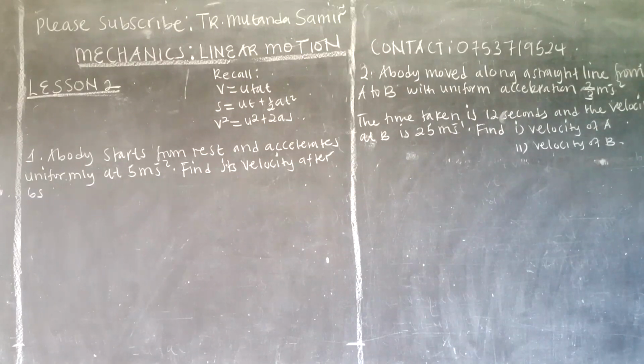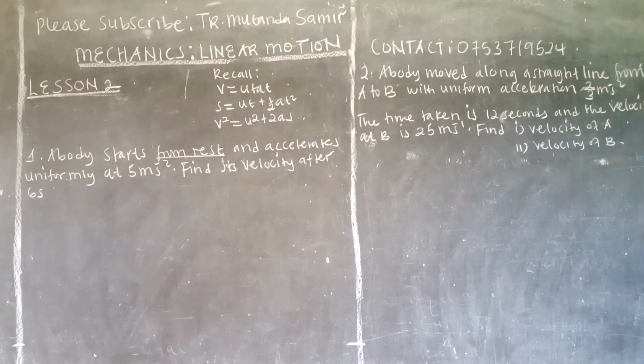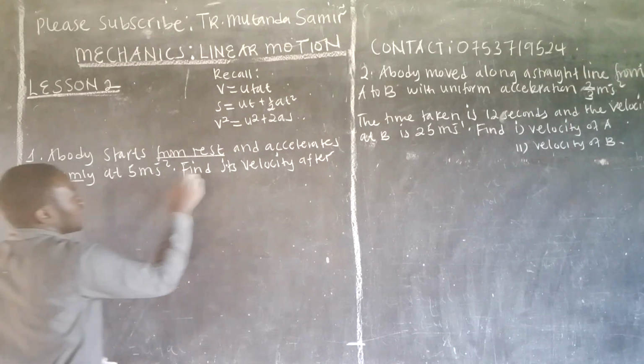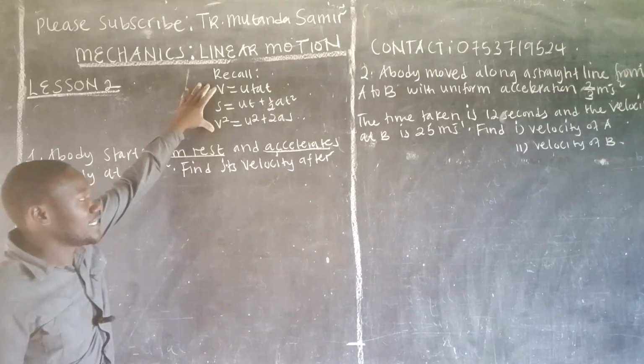All right, good. Let's now look at lesson 2 of linear motion, part of mechanics in mathematics, paper 2, which we call applied math. Number 1, they are saying a body starts from rest and accelerates uniformly at 5 meters per second. Please, accelerates uniformly. Whenever you see the word accelerates uniformly, it means that the equations of motion I'm going to use are these ones.